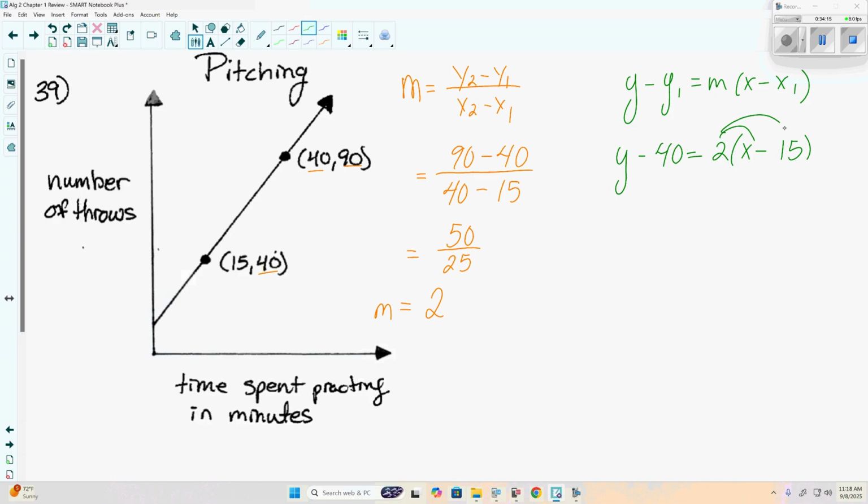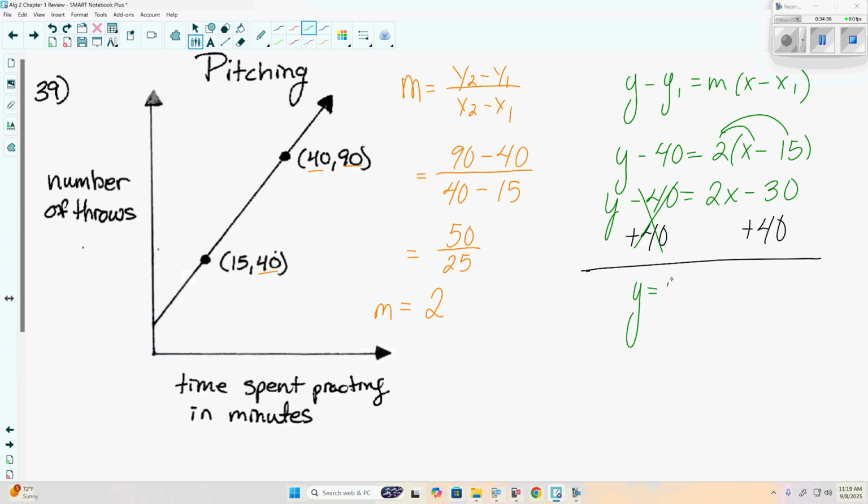First thing we can do is distribute the 2. 2 times x is 2x. 2 times negative 15 is negative 30. Last thing we need to do is get y by itself, so we're going to add 40 to both sides. And that will tell us, because negative 40 plus 40 is 0, leaving y by itself. 2x, negative 30 plus 40 is plus 10. So we had to find the slope and the equation of line.